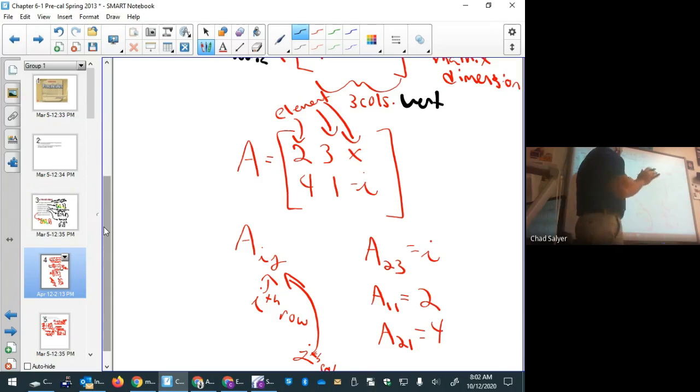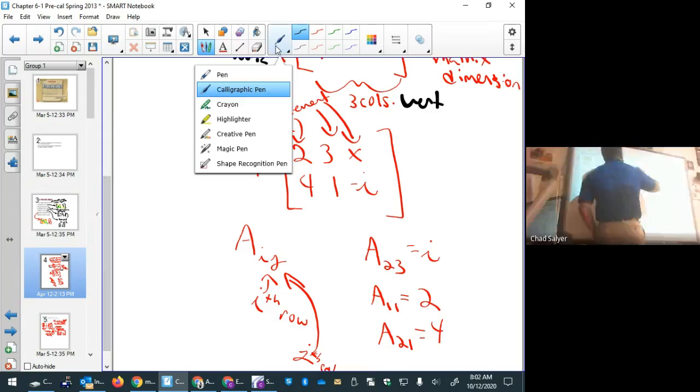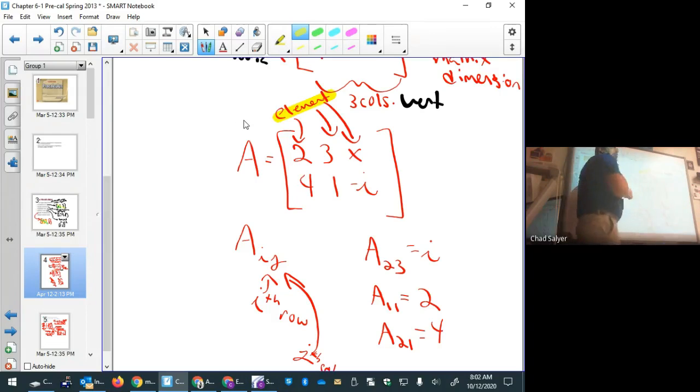But they could be other things. Now, to name a certain element, we use a double subscript.